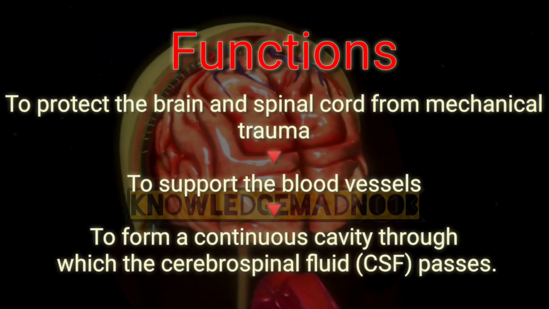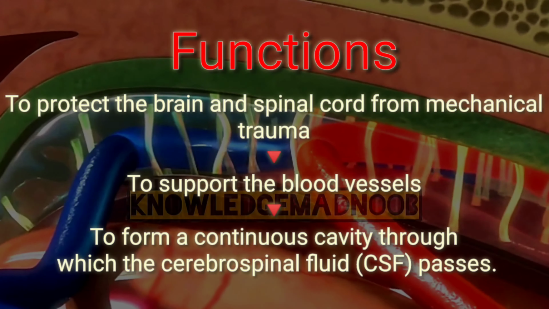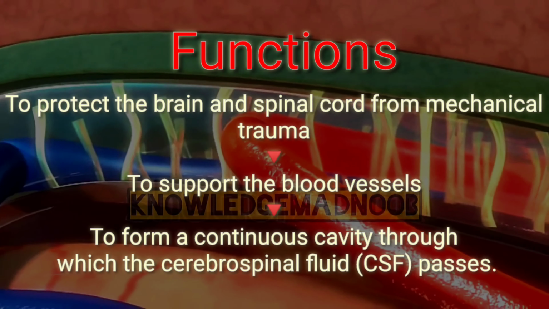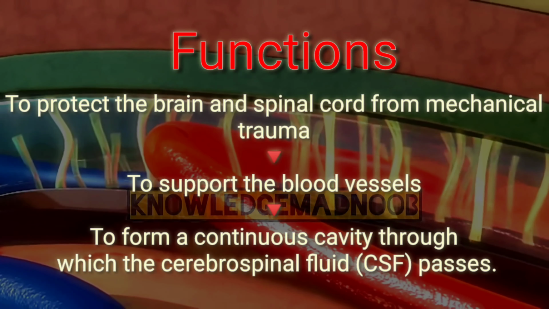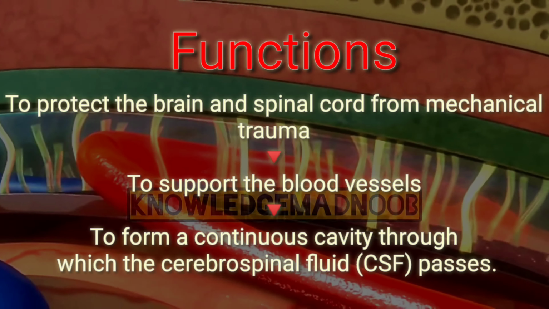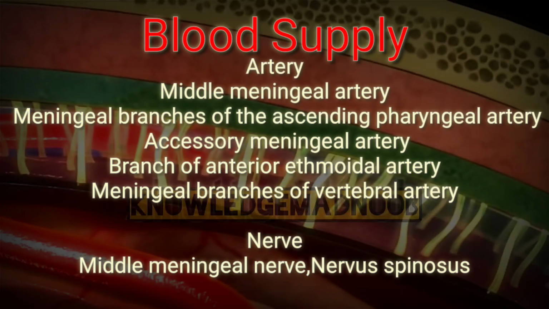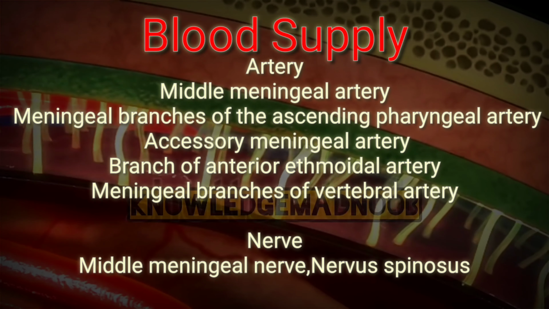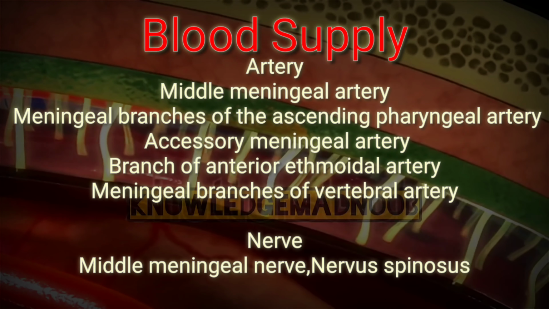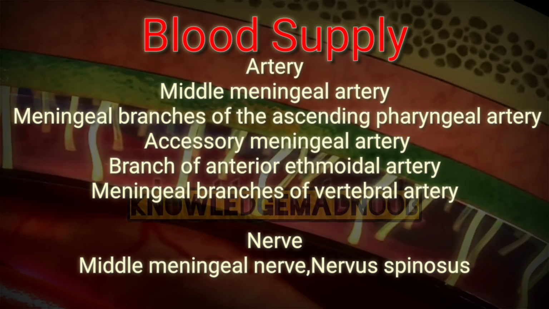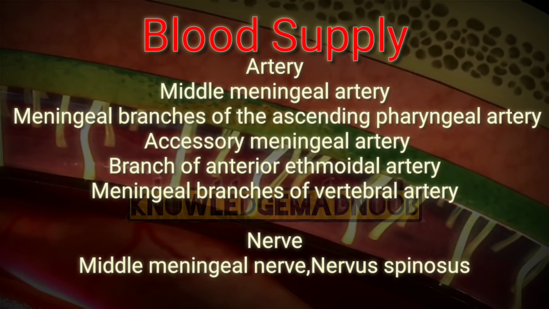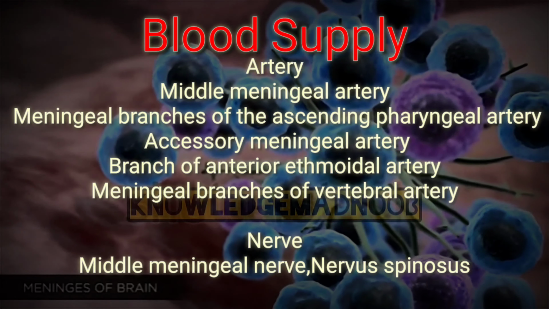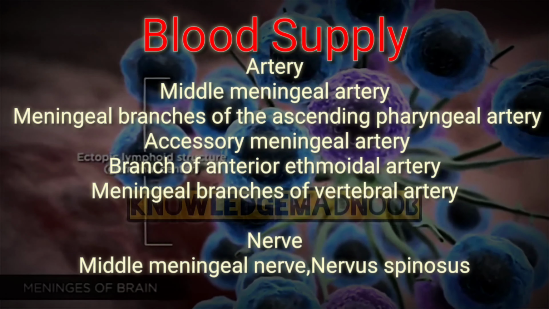And let me see what the functions of the meninges are. The function of the meninges is to protect the brain and spinal cord from mechanical trauma, to support the blood vessels, and to form a continuous cavity through which the cerebrospinal fluid passes. And about the arteries: the middle meningeal artery, meningeal branches of the ascending pharyngeal artery, accessory meningeal artery, branch of the anterior ethmoidal artery, and meningeal branches of the vertebral artery. And about nerves: the middle meningeal nerve and nervus spinosus.